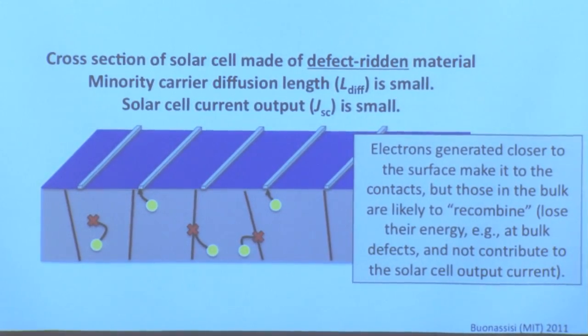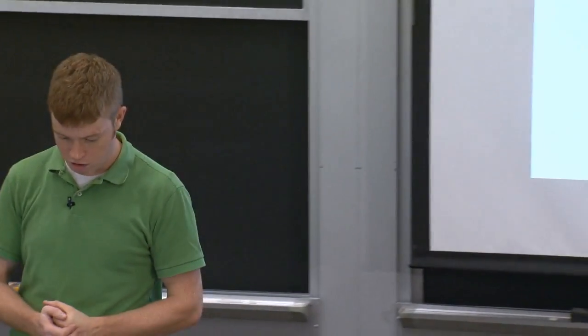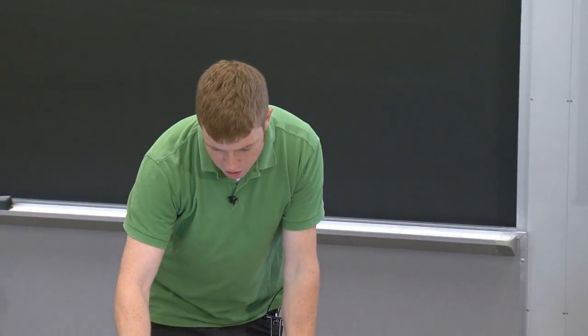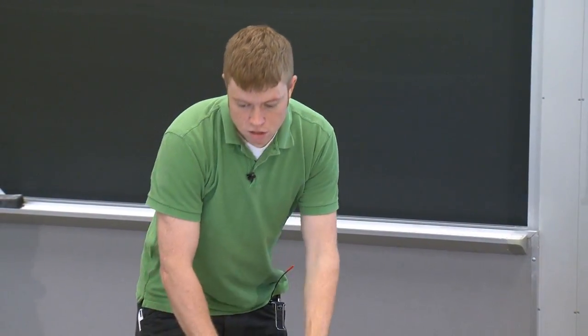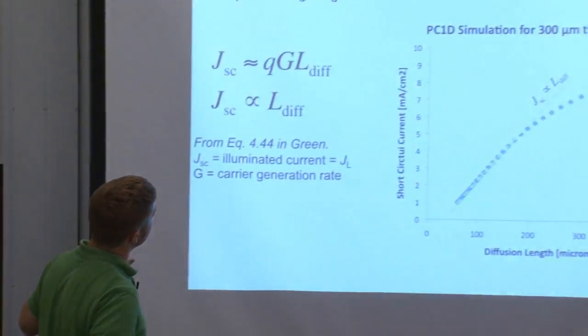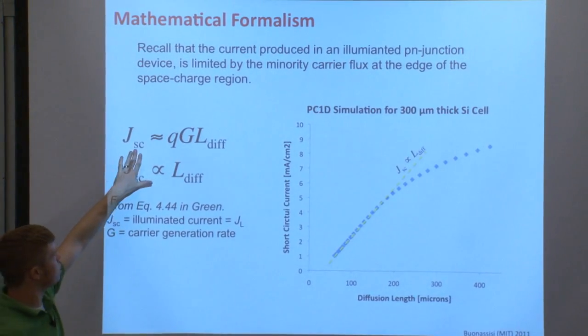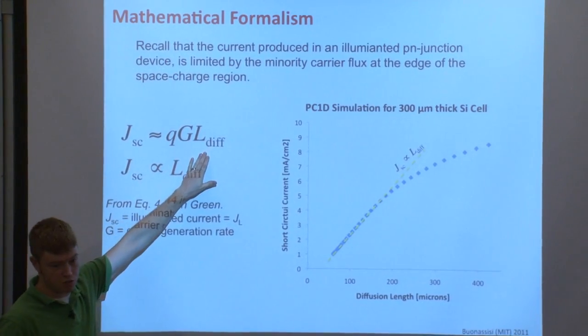There's kind of diminishing returns as you go to higher and higher qualities, and we'll talk about that in a second. So if we assume, what this is showing is how our short circuit current scales with our diffusion length.